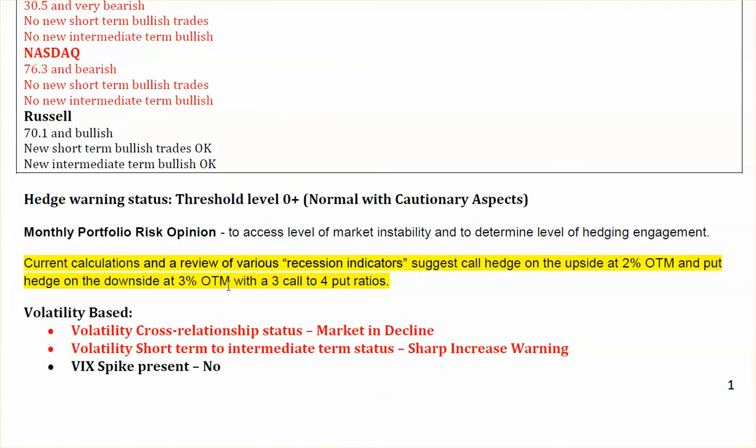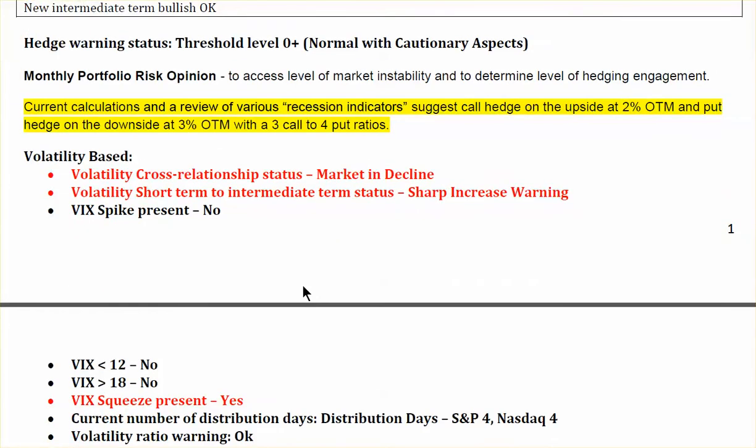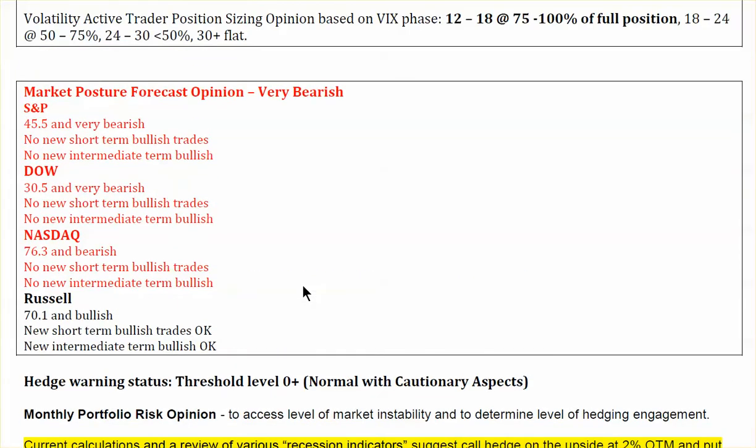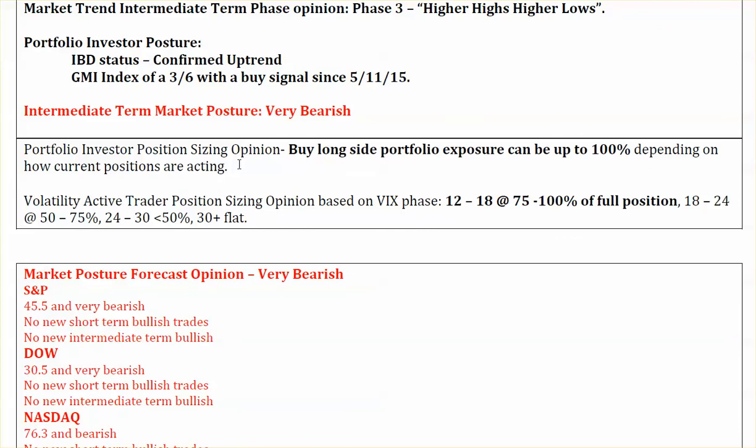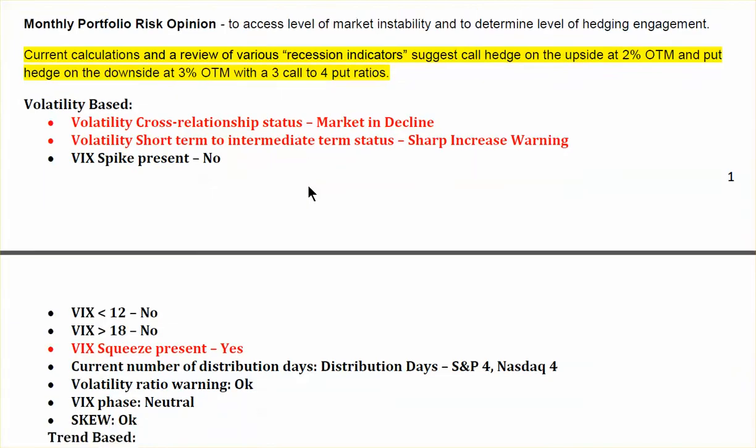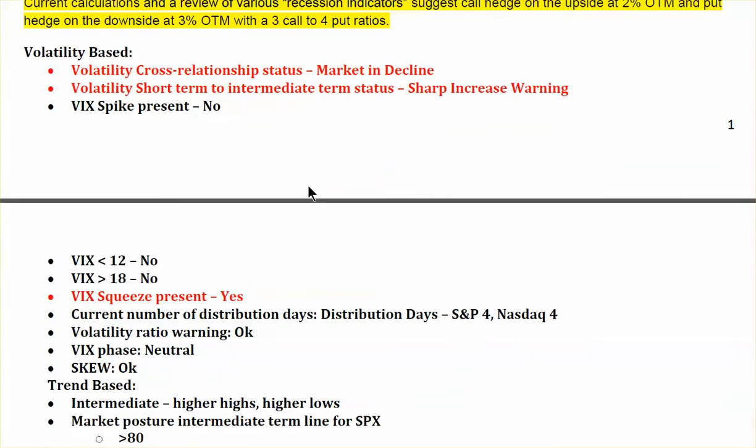You put this together with the other measures that we look at, we are at a hedge warning status of level 0 plus, normal with cautionary aspects, and we do have a number of cautionary aspects that are coming in addition to this market posture and the GMI at a 3 out of 6. You have these volatility warnings that have come in yesterday. Market in decline and sharp increase have both flashed again. We've had a rather repeated pattern recently of those flashing.